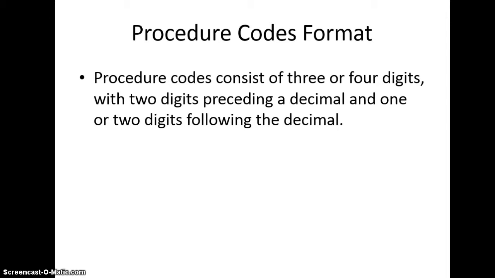As we talked about earlier in Module 1, the procedure format for ICD9 codes are either 2, 3, or 4 digits, and we need to be really in tune to that. 2 digits proceed to the left of the decimal point, and then you will need at least 1 or 2 digits following the decimal.